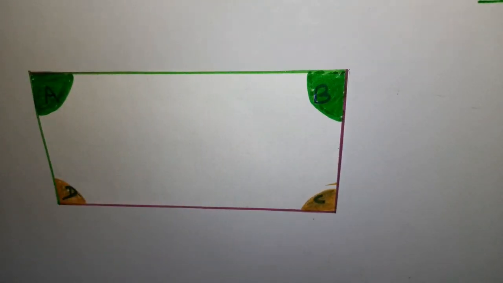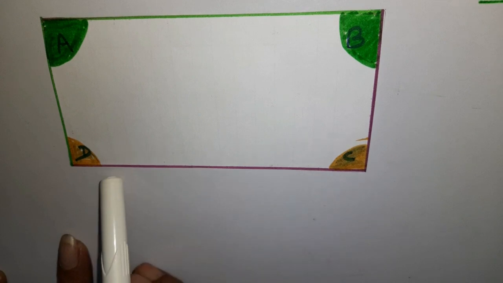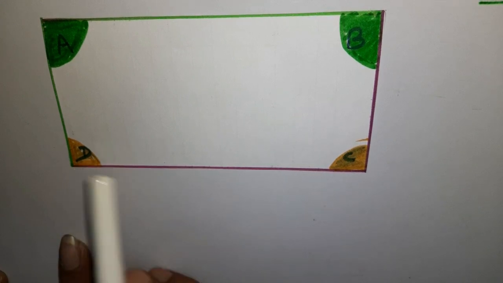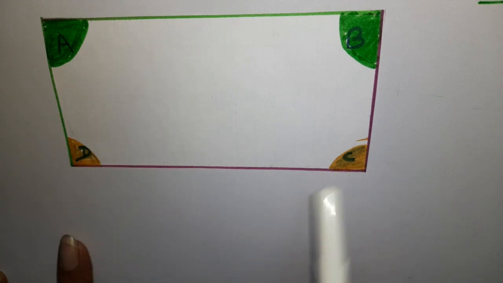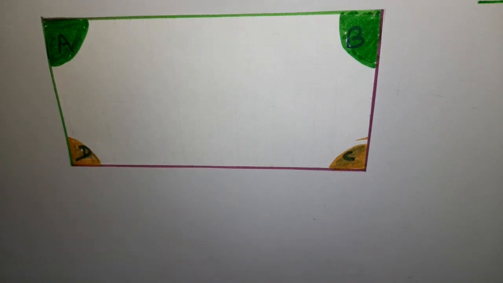Okay, let us now go ahead. You can see we have two pairs of the same colors. Let us give the names to these angles. Let us write down the names of these two pairs of angles.